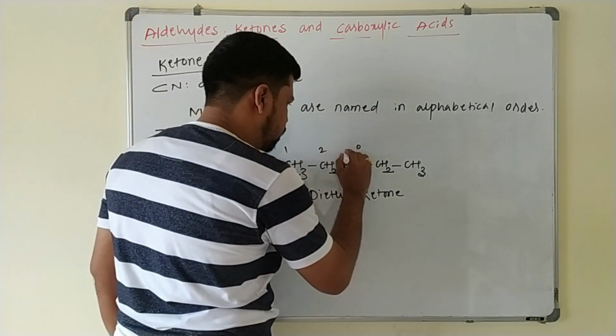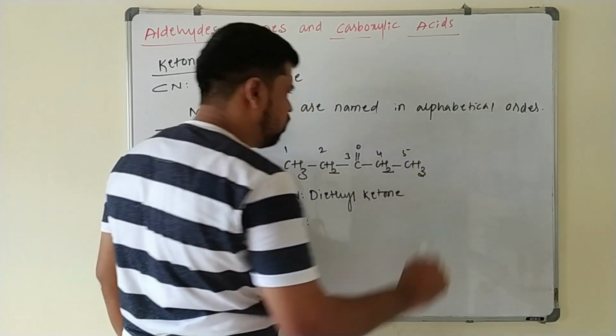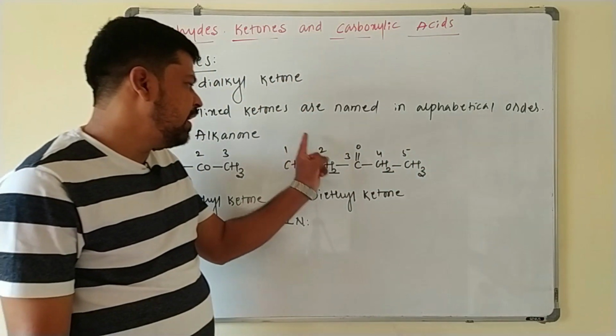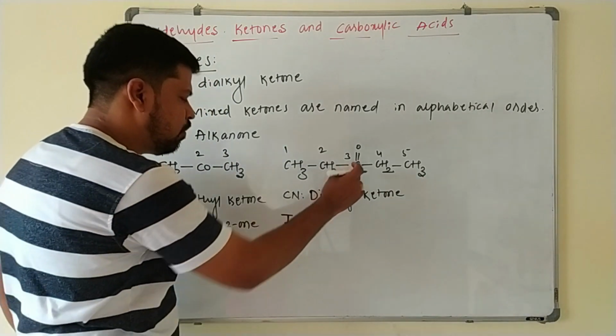The IUPAC name of this one: since it is a symmetrical ketone, you can do the numbering from any end. 1, 2, 3, 4, 5. Total 5 carbon atoms are there. This is pentan-3-one. At the third position the carbonyl group is there.